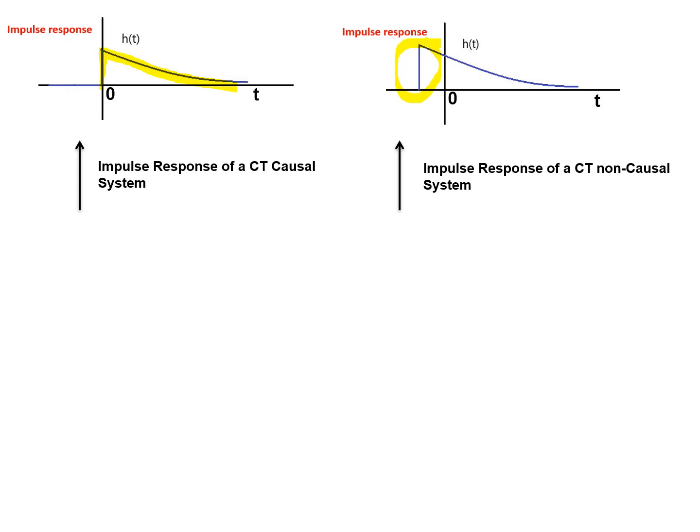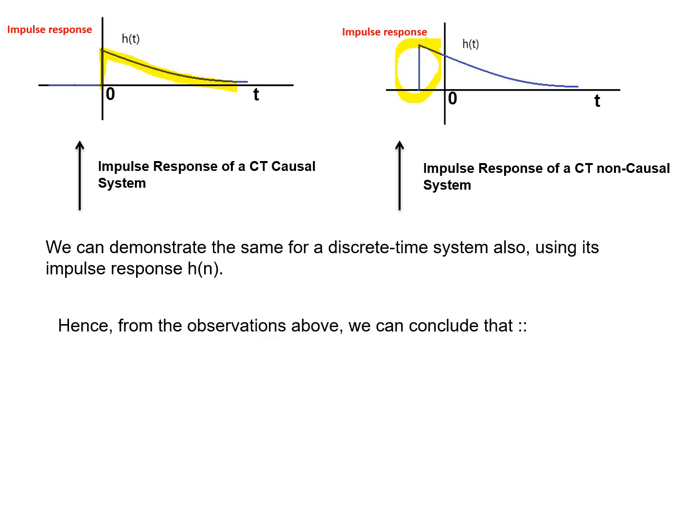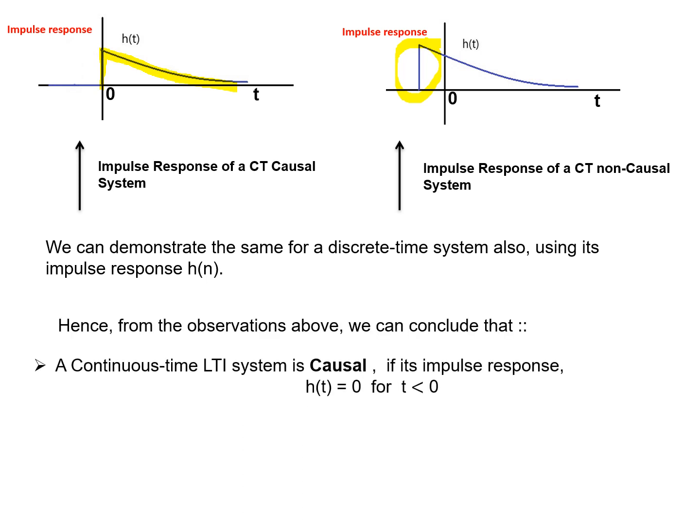How to describe it in the form of a statement? Just go through this. A CT system is causal if its impulse response is 0 for t less than 0. I have formulated this condition just to check the given system. In future, if a problem asks you to find the causality property, then use this condition: h of t is 0 for t less than 0. All these lines are t less than 0, and for t less than 0 it is 0. So this is a causal system.